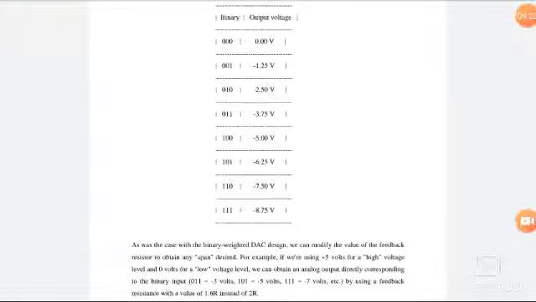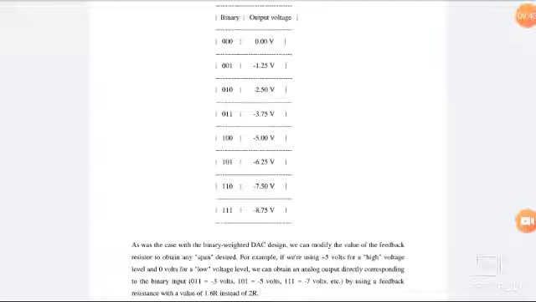where for the binary value of 0, 0, 0, the output voltage is 0 volts. If the binary value is 0, 0, 1, then the output voltage is minus 1.25. As we increase the binary values, the voltage increases.